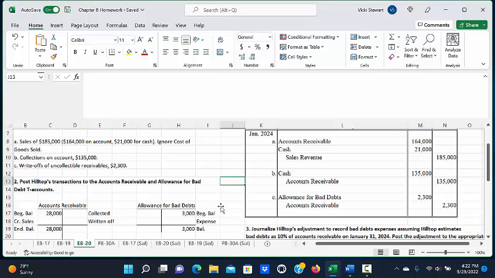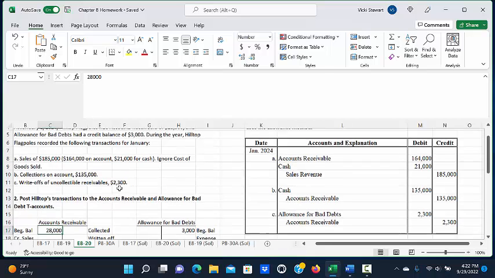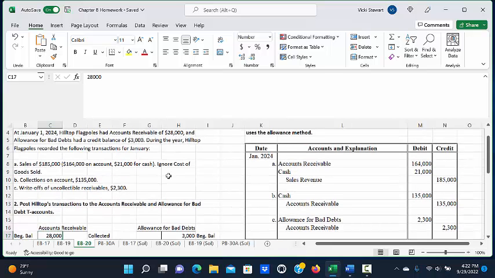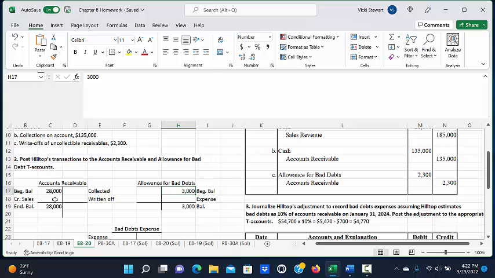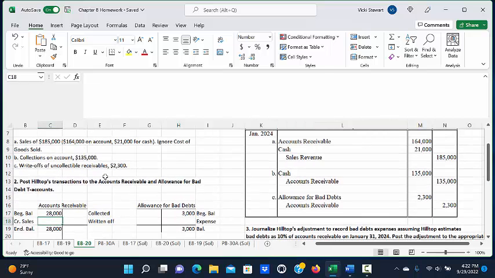In Part 2, it asks us to post Hilltop's transactions to the accounts receivable and allowance for bad debt T accounts. So we already have our T account set up with our beginning balances of $28,000 for the accounts receivable and $3,000 for the allowance account, and now we will post the amounts from the transactions. So first we will post a debit to accounts receivables for the $164,000 of credit sales, and then we would post the credit for the collections of $135,000. In the C part, we had the write-off of the $2,300, so when we post that, we would have a debit to the allowance for bad debts and a credit to accounts receivables for $2,300.